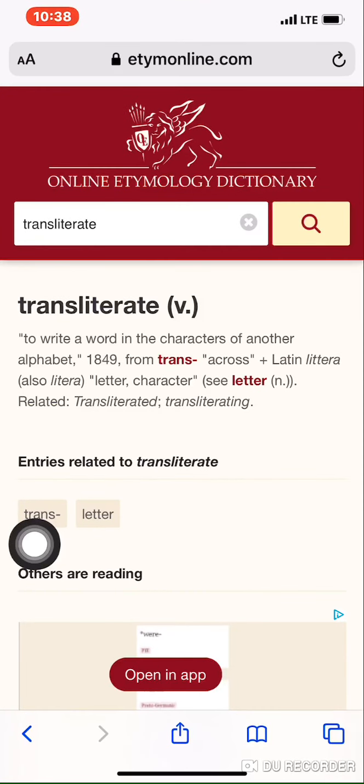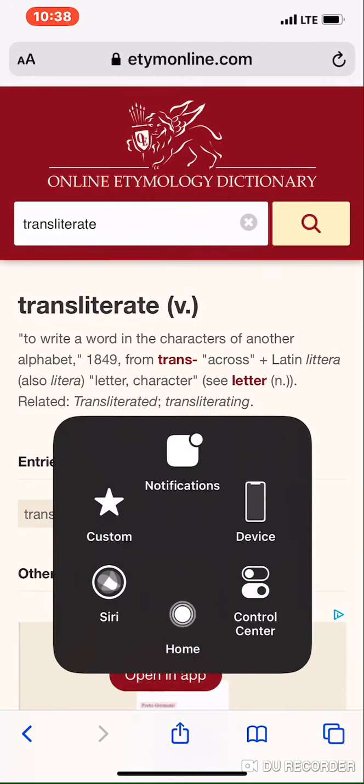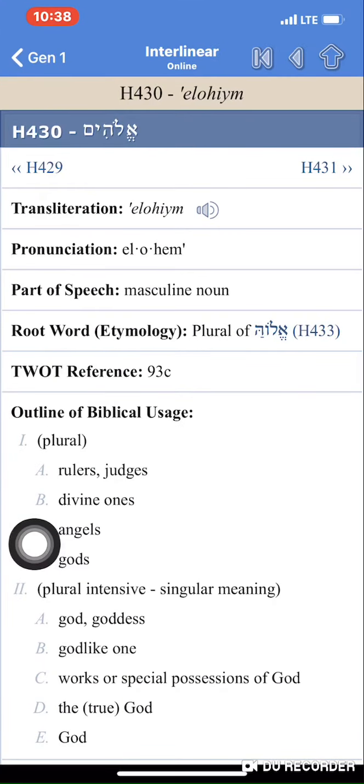When we define the term transliterate, and my source is Etymon Online, it means to write a word in the characters of another alphabet. Also, across letters, across character, meaning to write a word in the characters of another alphabet. When we look at H430, we see the Hebrew characters, Elohim.